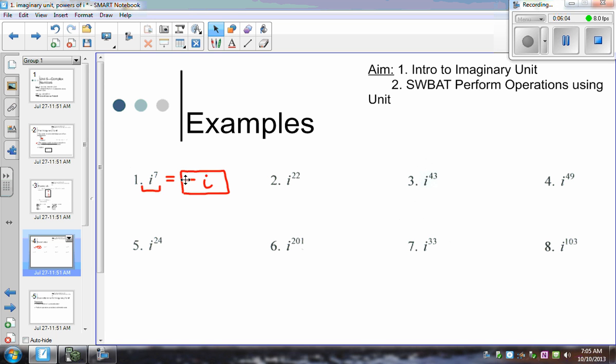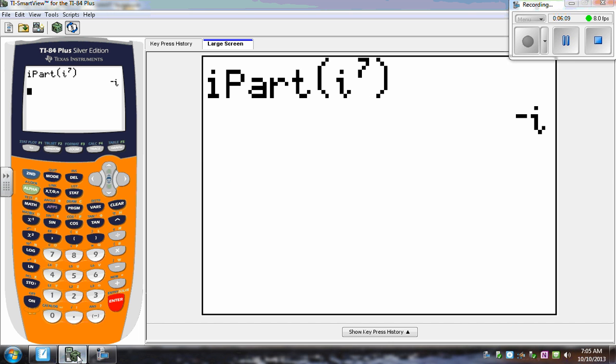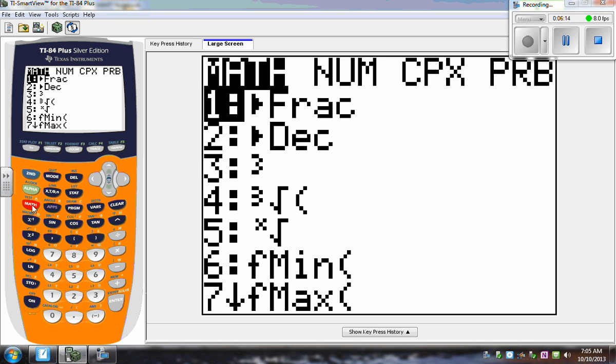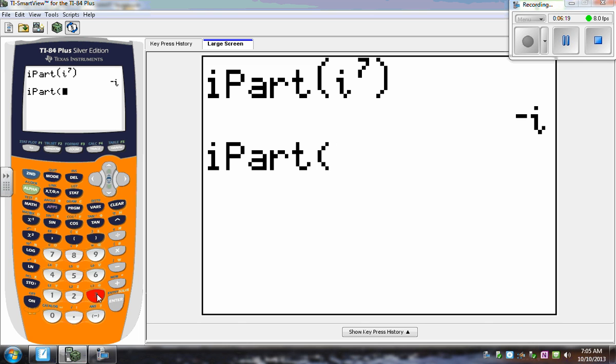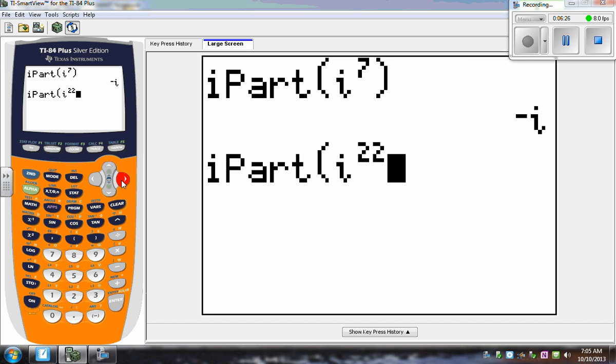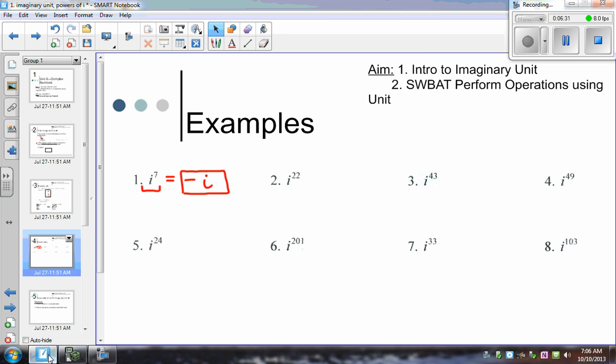1, i, -1, -i. I'll do one more with you, and then I'll give you a chance to try the rest on your own and get used to using your iPart feature. So again, hit your math key, arrow over to numbers. We're using iPart. Our next example was i raised to the 22nd power. Hit enter, and in this case, this value simplifies to -1.